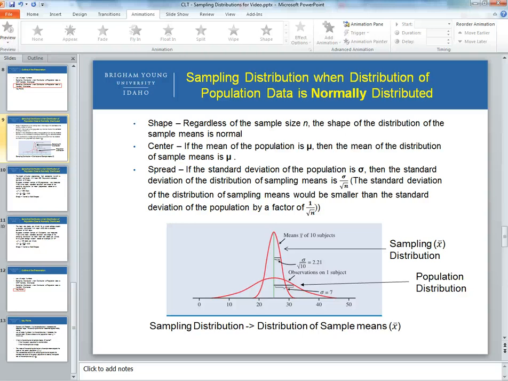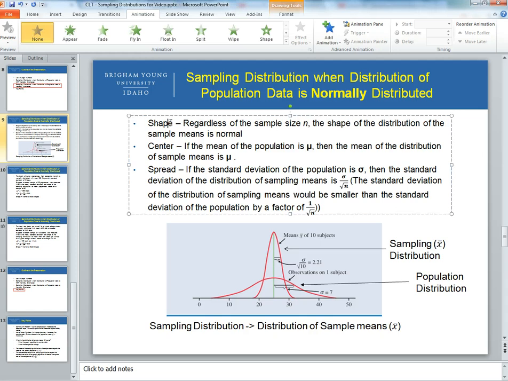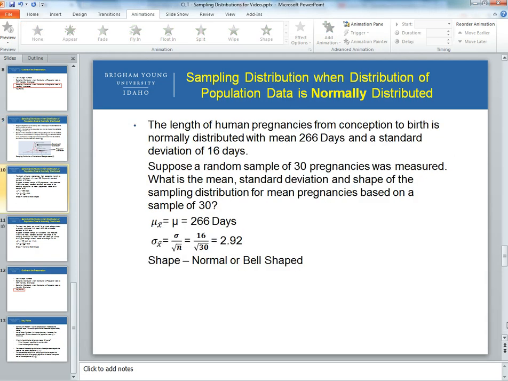Okay, let's continue with sampling distributions when the distribution of population data is normally distributed, focusing in on the shape, center, and spread of a sampling distribution. If we go to the next slide, here's an example.